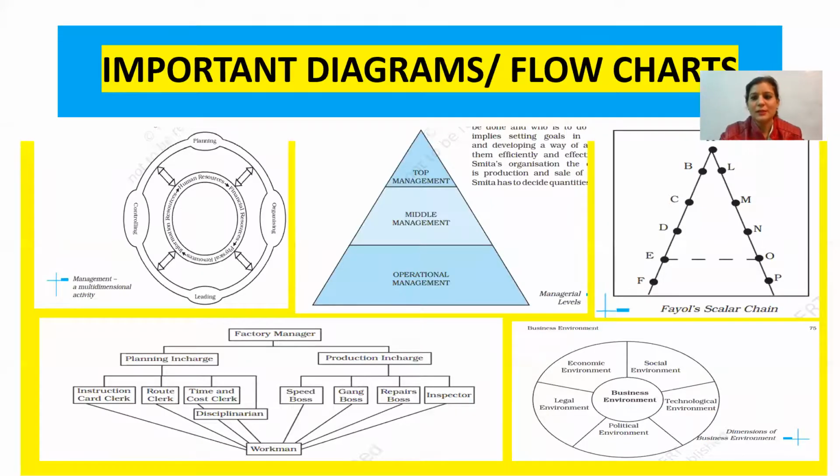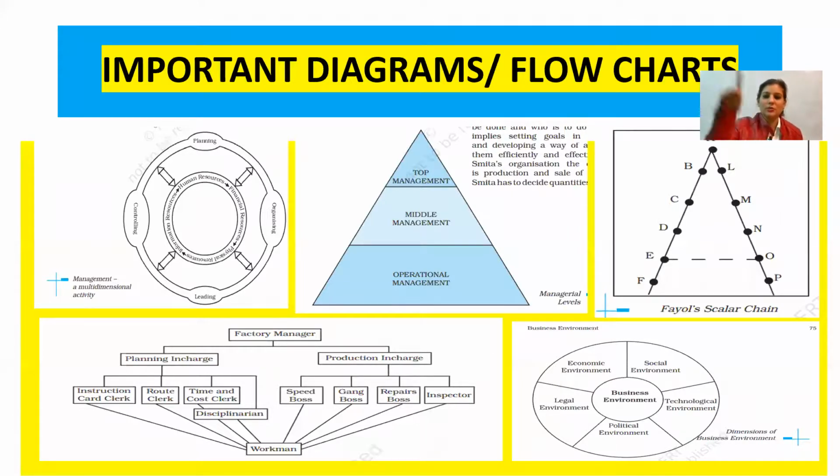These are some important diagrams and flow charts taken from NCERT. Diagrams for management, multidimensional, and managerial levels, fuel, scalar chain. Why have I added these diagrams for you? Because if you see a question related to scalar chain in 4 marks, draw the scalar chain freehand and move on writing your answer. If you are writing the answer about levels of management, draw a diagram freehand and label it. Do not forget to label it.